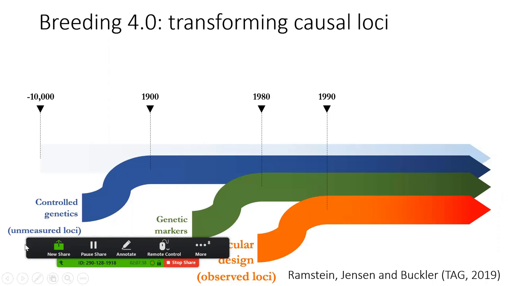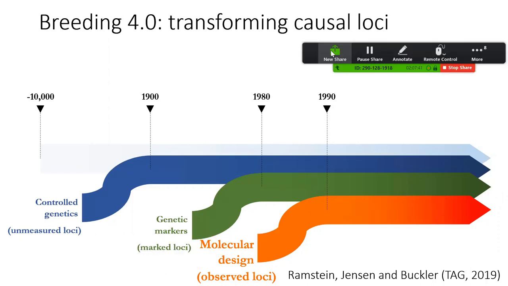And so, there was still a limitation in breeding that motivated a very strong paradigm shift. This limitation is the inability to actually observe the actual causal site. By markers, we can tag particular regions that have an effect or not on the phenotype, but we cannot say for sure what is the actual variant that makes a difference on the trait.